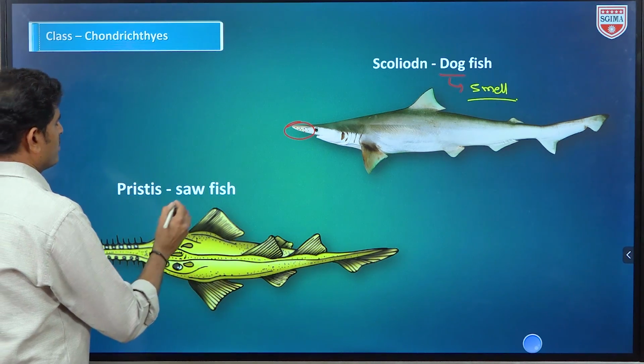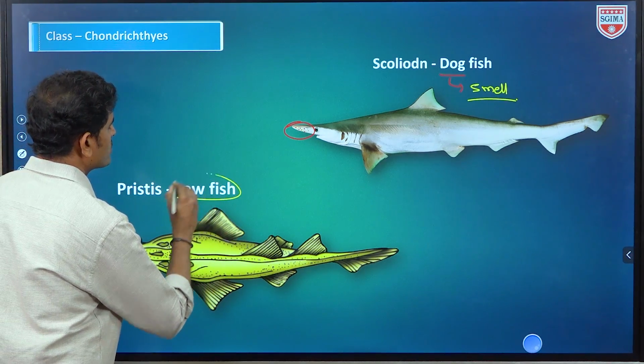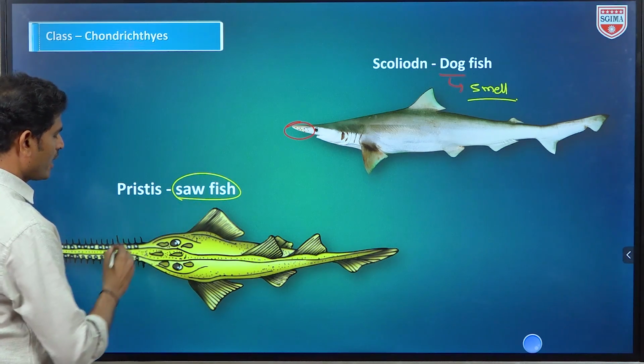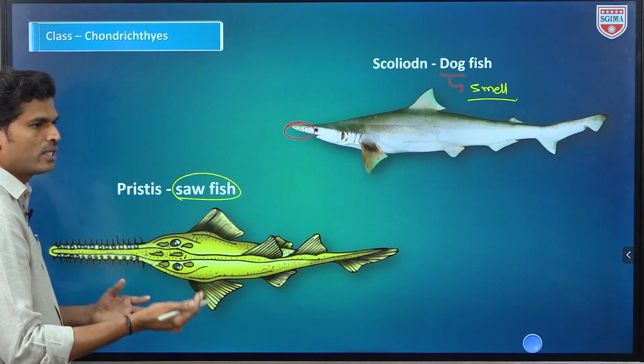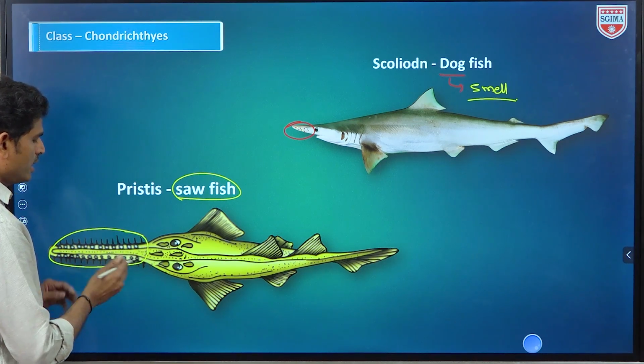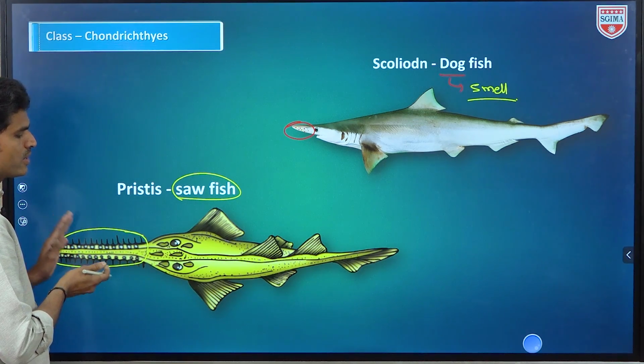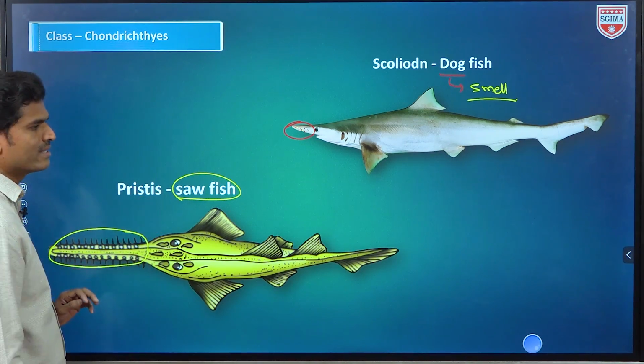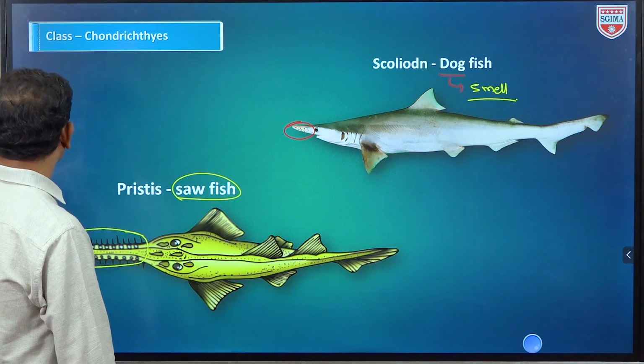Next one, Pristis, called sawfish. Saw, like we generally see a saw. Its snout is enlarged and on both sides the teeth are just like a saw. That's why it is known as a sawfish. Okay, next.